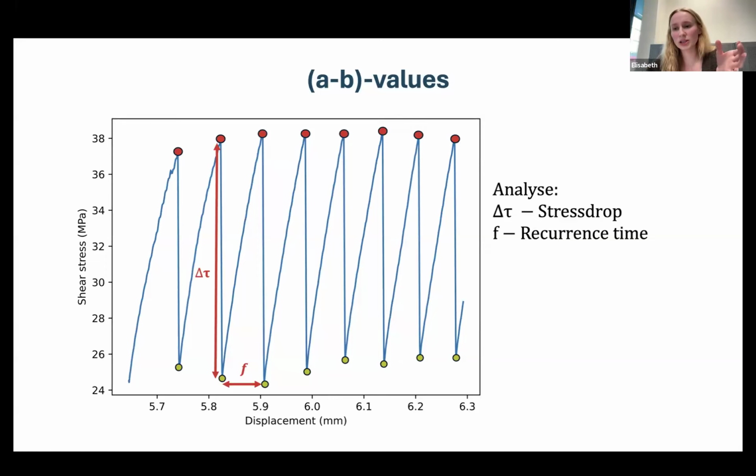We found the correlation that if you plot stress drop versus velocities, so this is the stress drop for a certain sliding velocity, and if we plot that in a linear-log plot, then the slope is the A minus B value. Right, okay. I guess it comes directly from the model. Yeah, okay.